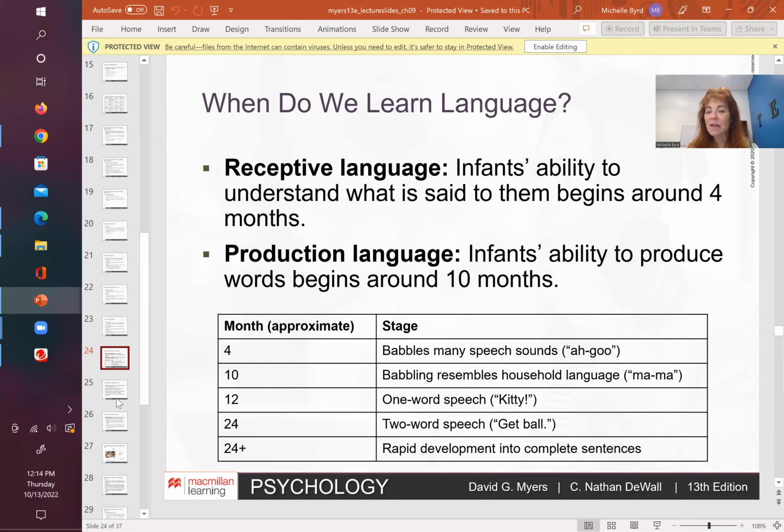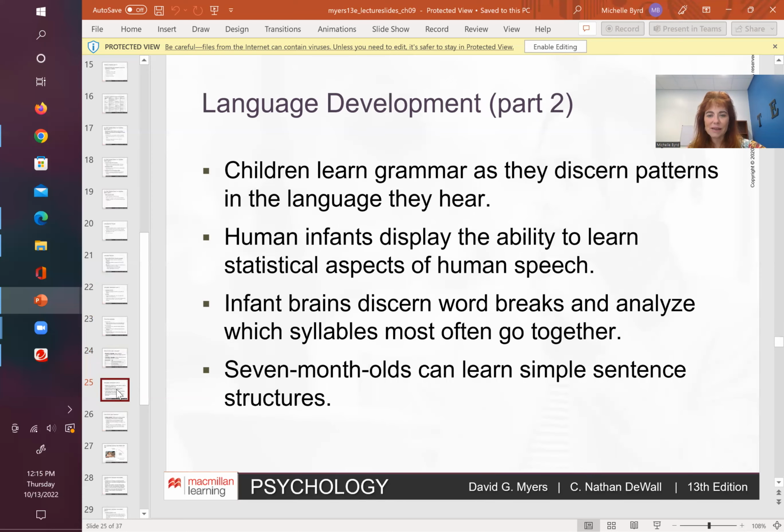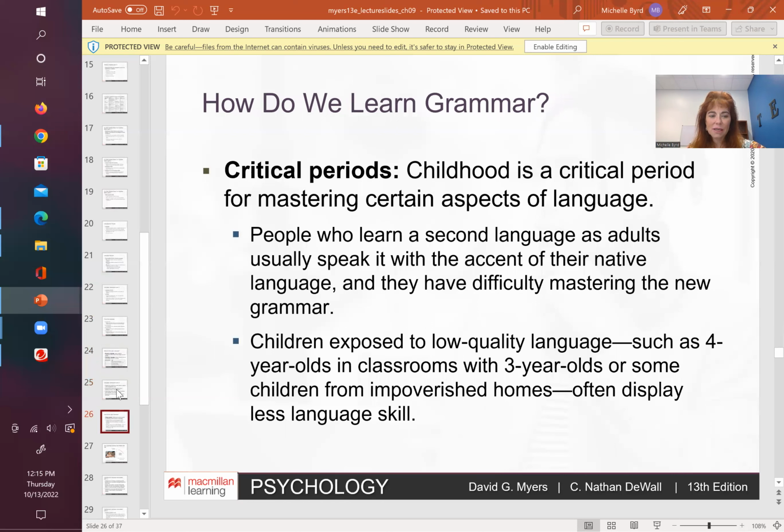Receptive language, infants' ability to understand what is said to them, begins at about 4 months, and food is a good reinforcer there. And then at about 10 months, they start to produce it. And that just kind of shows how they do it. And then we're just going to kind of go down through here a little bit. How do we learn grammar? So we have these critical periods, and you can find that on page 347 of your textbook.